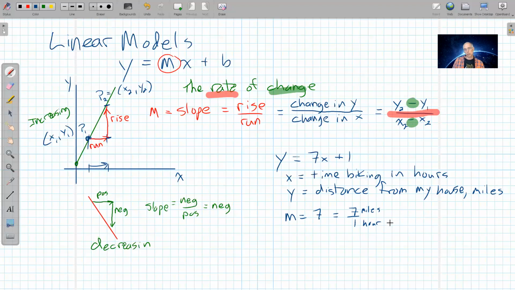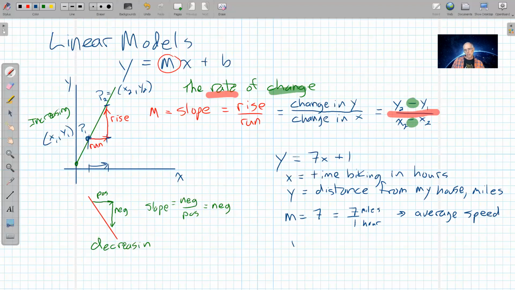So interpreting the slope in a situation is important. I could tell somebody, well, this is just like my average speed when I bike. It's kind of slow because I bike uphill and on dirt and gravel.